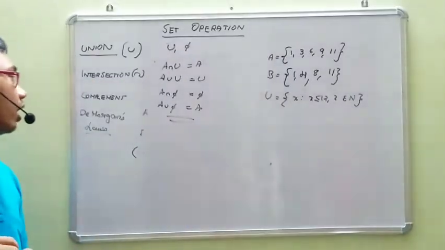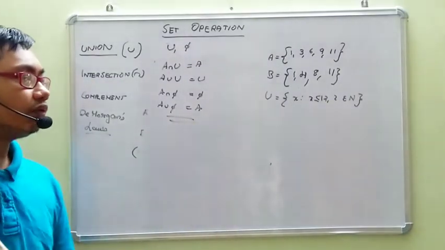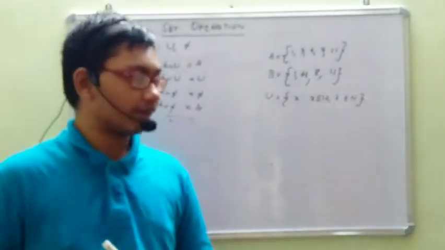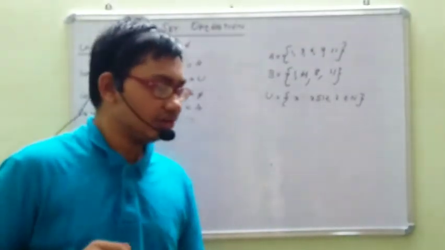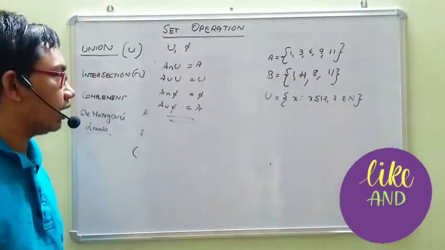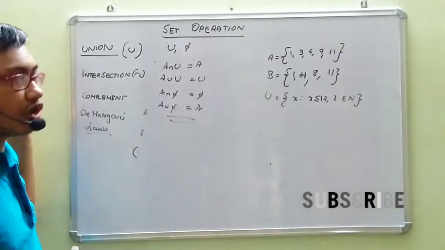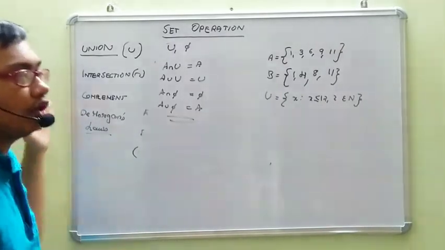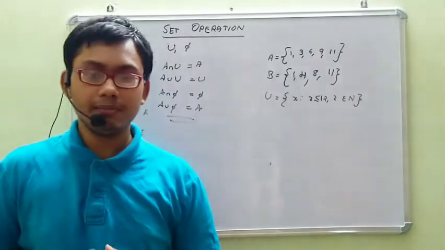In the next lecture, we will be dealing with an important concept in sets called the Venn diagram. It is very interesting, but we will cover it in the next lesson. So first we saw the operations of union, intersection, complementation, De Morgan's laws, and some identities. So this will be it for this lecture.